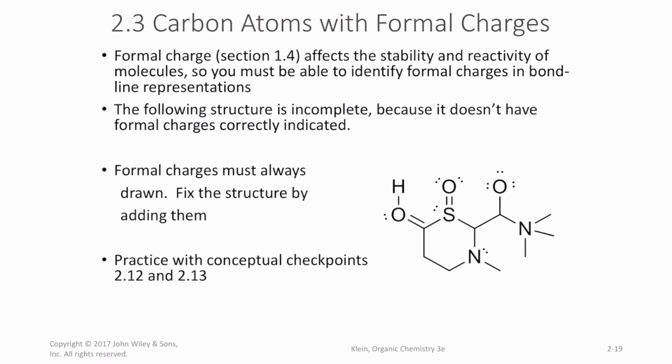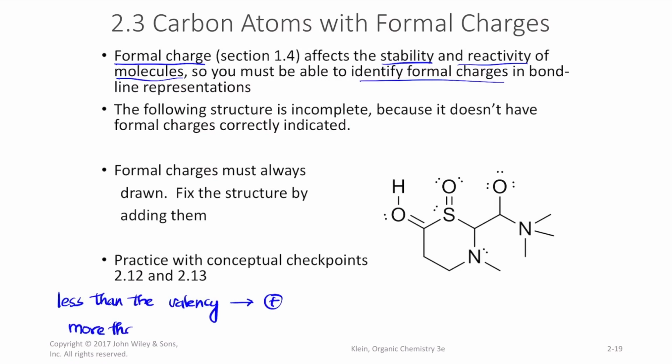Now, if you remember from the last chapter, we discussed formal charge, and we discussed that it affects the stability and the reactivity of the molecules. So here you must be able to identify the formal charge in the bond line representations. Remember that if it has less than the valency, then it has a positive charge. If it has more than the valence number of electrons, then it gets a negative charge.